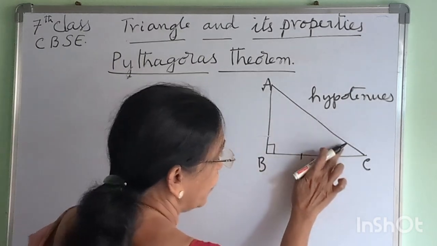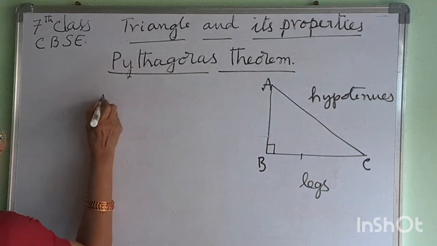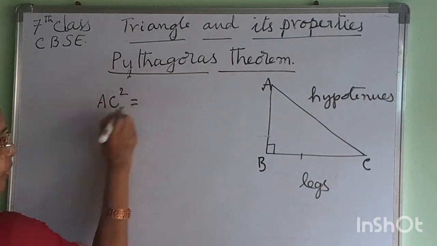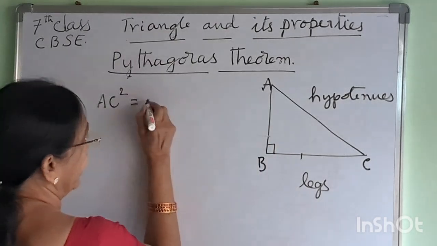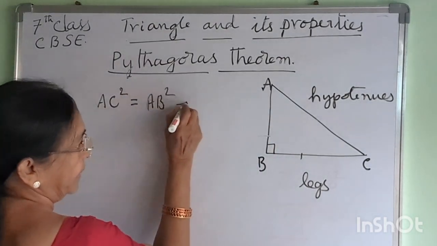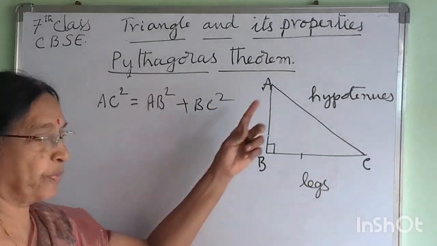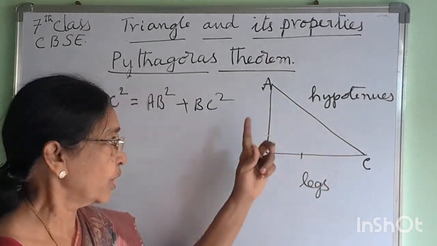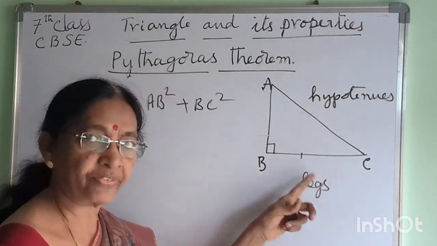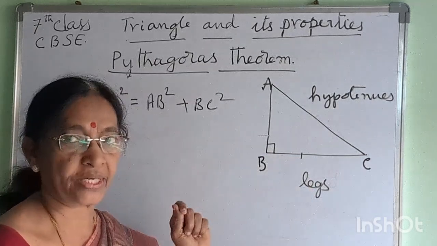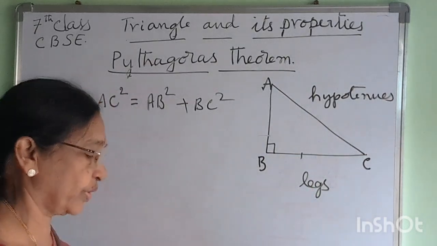Therefore, the square on the hypotenuse, AC square, is equal to AB square plus BC square. Hypotenuse square is equal to the sum of the squares of the other two sides. This is the Pythagoras theorem.